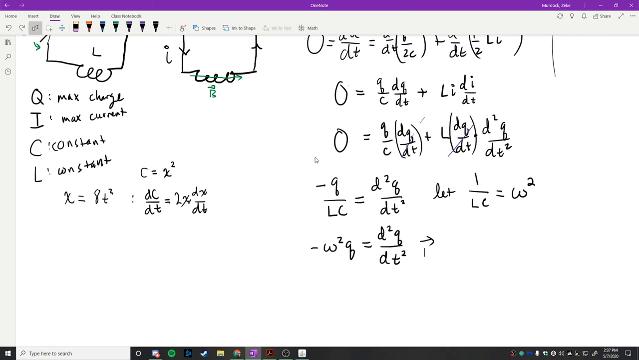What's the solution to this equation? It says that I have some function q, I take the derivative twice of that function, and I get the same function back, multiplied by some constant squared. Okay, this is a constant here, right? What function satisfies that? You take the derivative twice, you get the same function back, multiplied by a constant, and a negative sign, which is important.